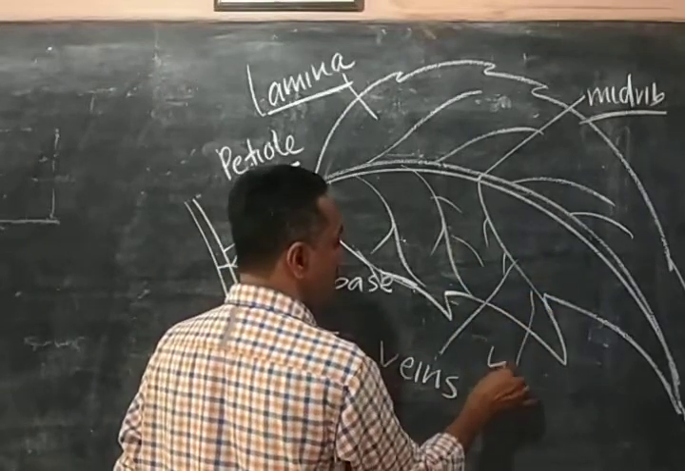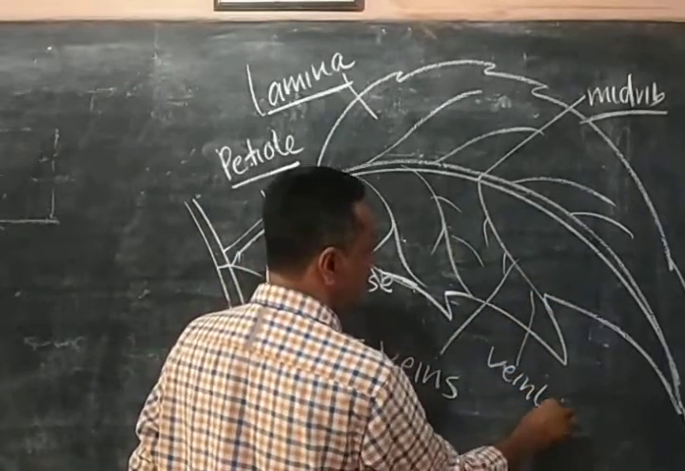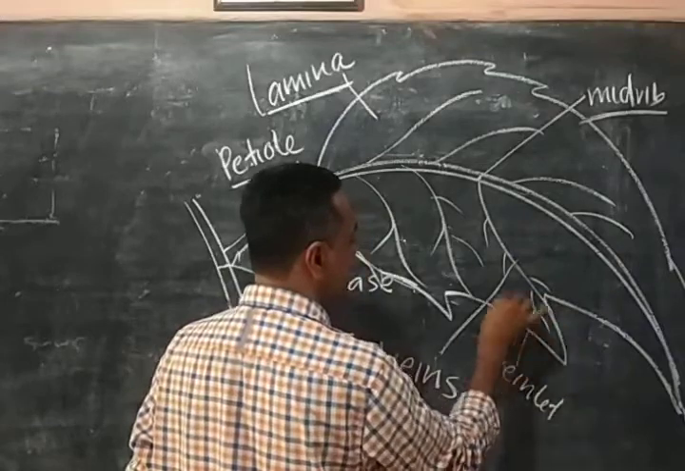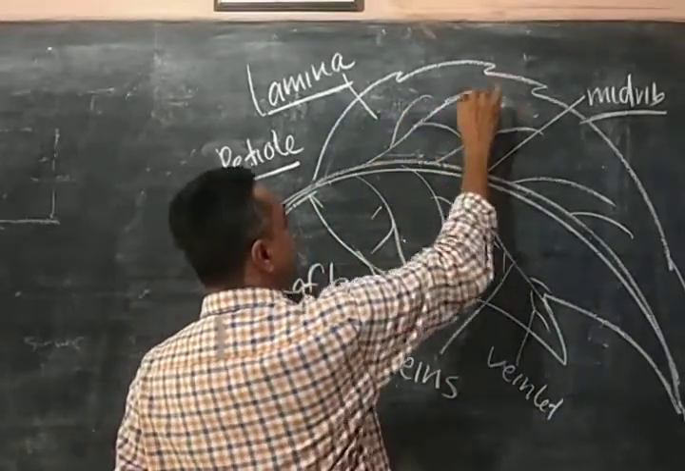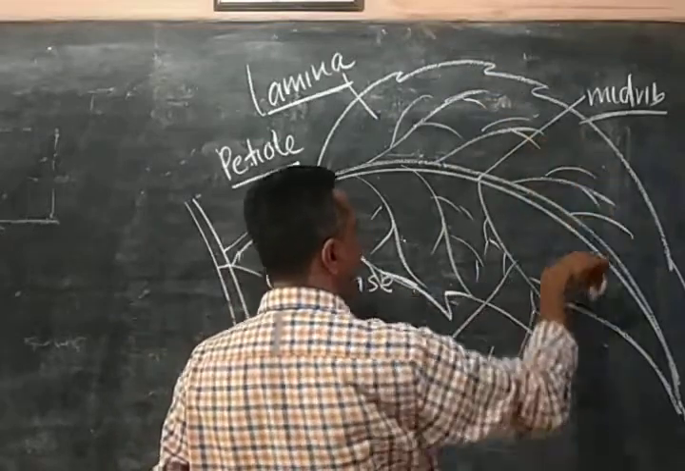These branches are called veinlets. Small branches are there, and these small branches are called veinlets.